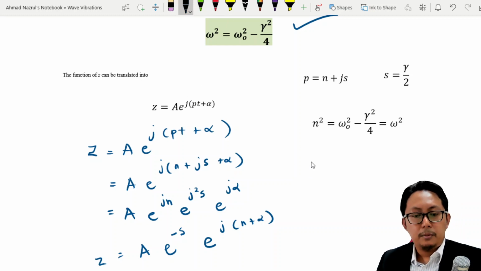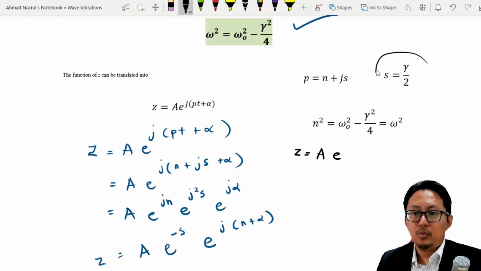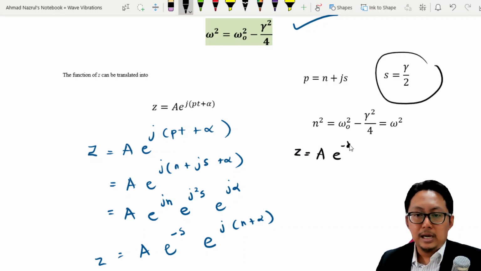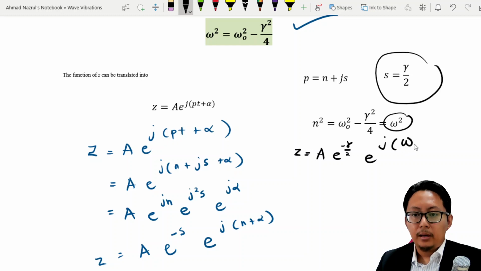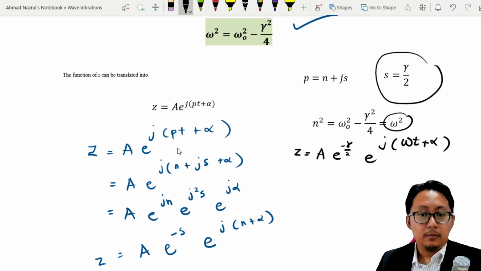So we can put here z equal to A exponential minus s, where s is gamma over 2, so minus gamma over 2, and then we have exponential jn, where n is omega. Omega t plus alpha. I think we forgot to put t here. Yes, we have t here.